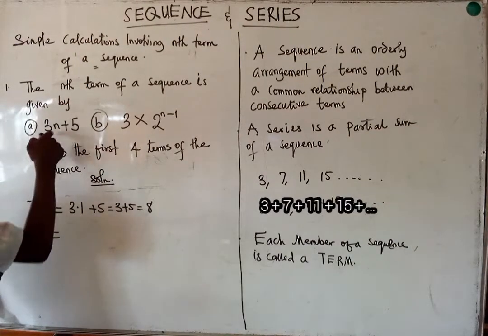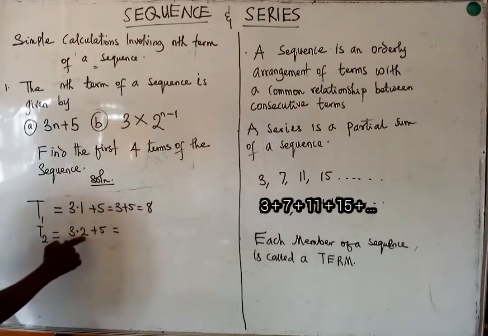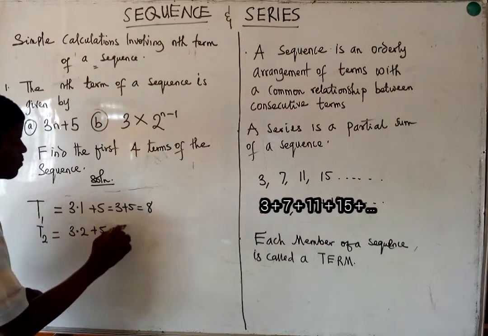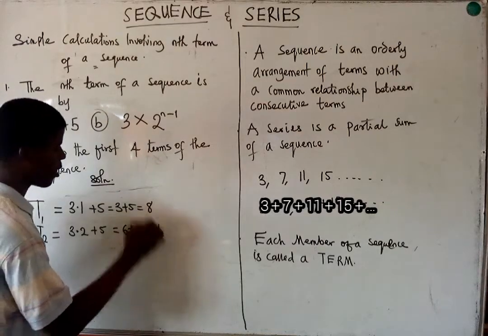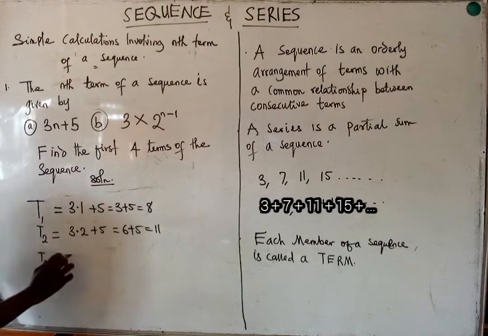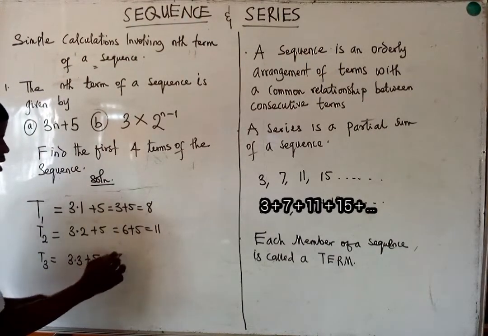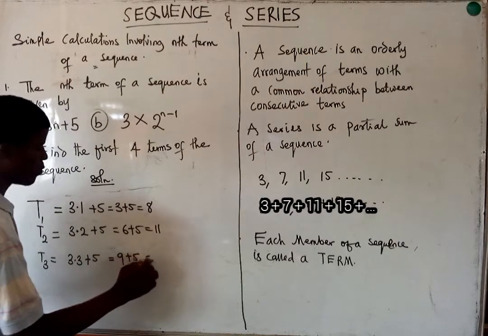The second term gives me what? I'll replace n with 2. That's 3 times 2 plus 5. 3 times 2 is 6. 6 plus 5 gives me 11. Okay? What's the third term? I'll replace n with 3. That's 3 times 3 plus 5. 3 times 3 is 9 plus 5. And that gives me 14.